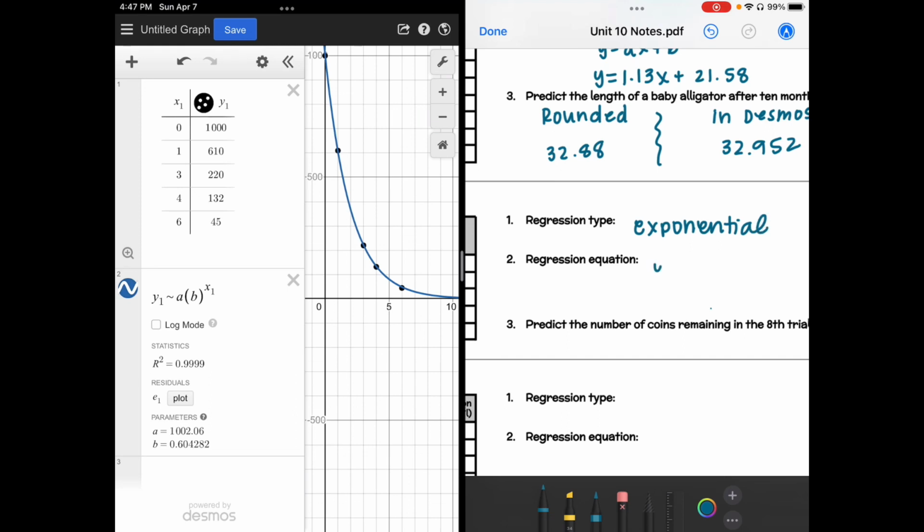And our equation, remember, it's going to be y equals ab to the x power. So we just fill in our a and b. We'll go ahead and round this to 2 decimal places. So y equals 1002.06.